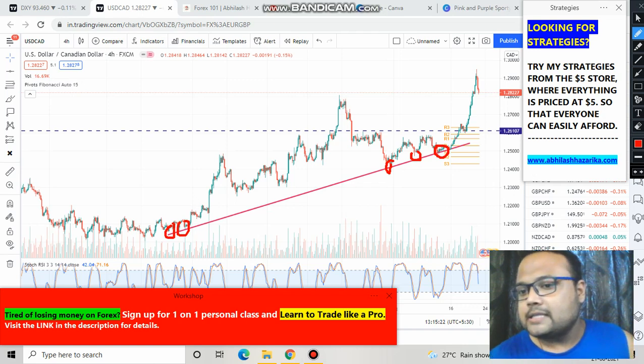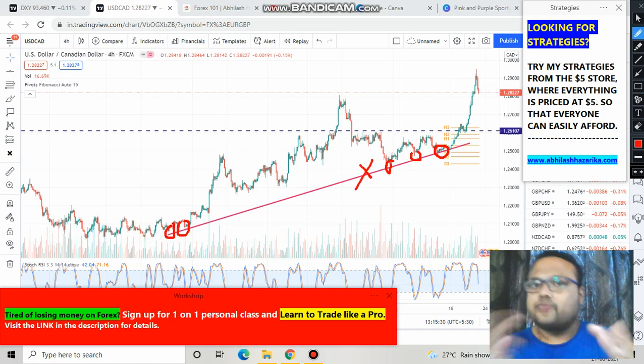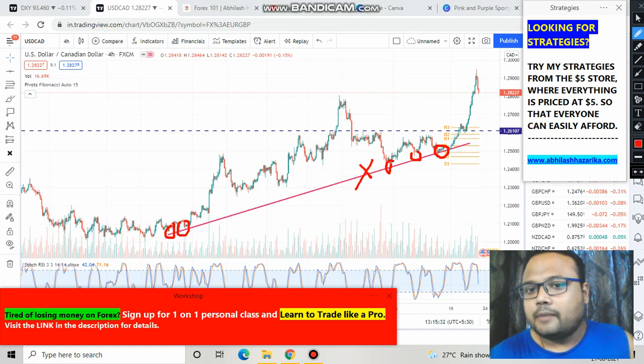But right now you can see that the current market price is far away from this trend line. Therefore this trend line is no longer required, at least for Monday, because for Monday we do not need this level.